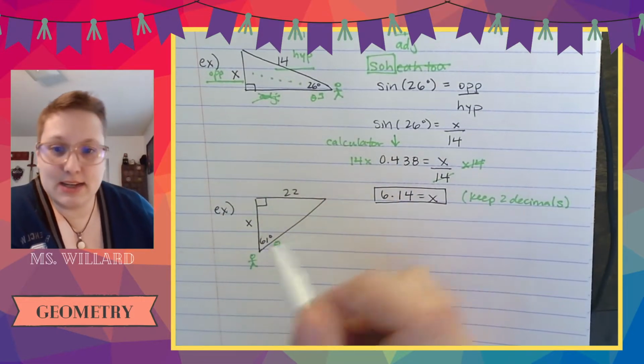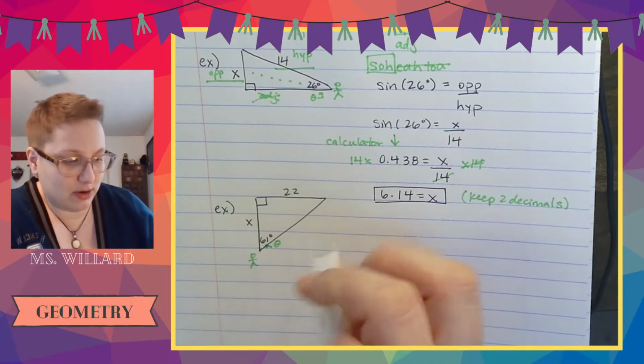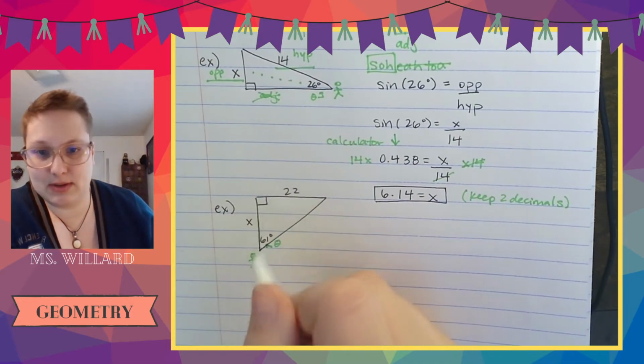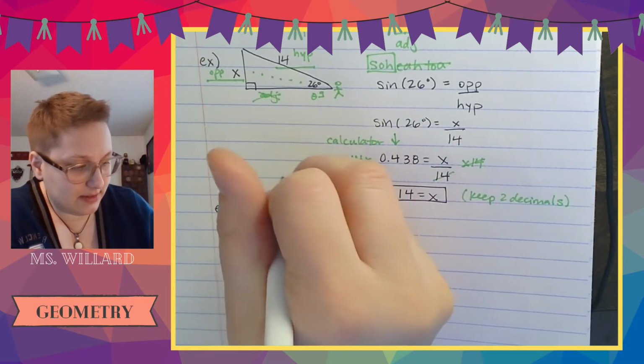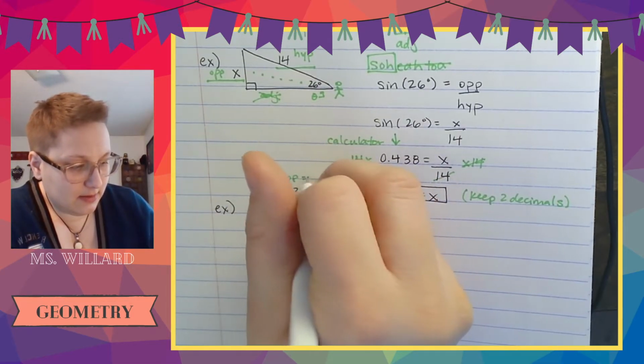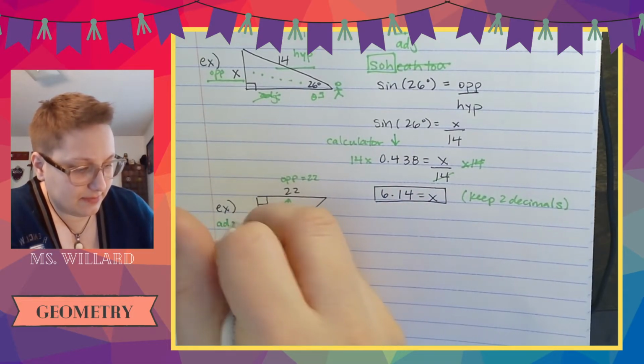Okay, so here's my little dude, because I'm at the angle that I know, right? This is the angle that I'm working with. I don't know this one. I can't use this one. This is my angle. So here's my opposite. Here's my hypotenuse. And then this is the adjacent side.